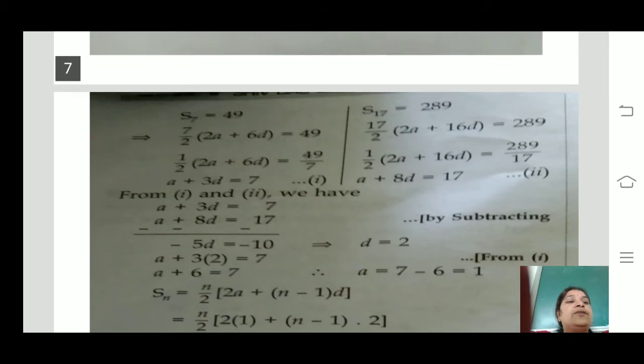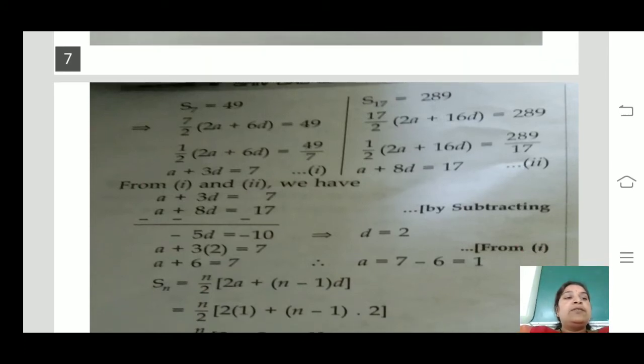Now, simplify this. We have a plus 3d equals to 7. Let it be equation number 1. Now, secondly, we have S17 equals to 289. Again, replace the values for this. We get a plus 8d equals to 17. Let it be equation number 2.